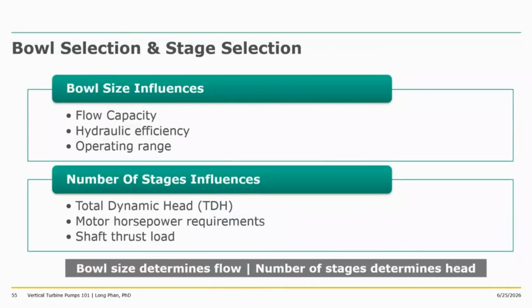Now, how to roughly select a bowl and stages? As a rule of thumb, the bowl size determines flow, and the number of stages will determine head. The bowl size will influence the flow capacity. Each bowl size will give you a flow capacity range, a hydraulic efficiency range, and a pump operating range. And then the number of stages will influence the total dynamic head, the motor horsepower requirement, the shaft flow, and so on.